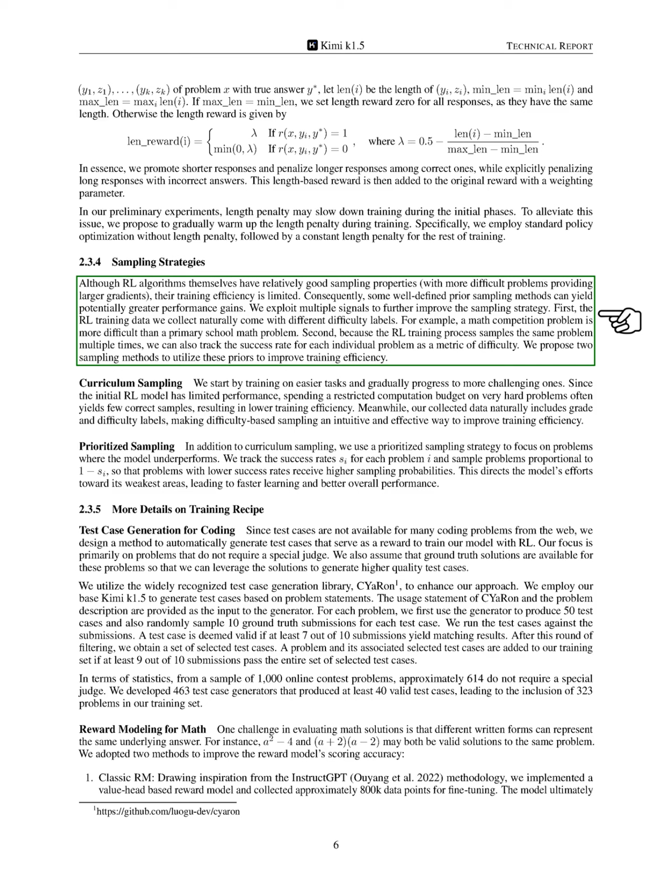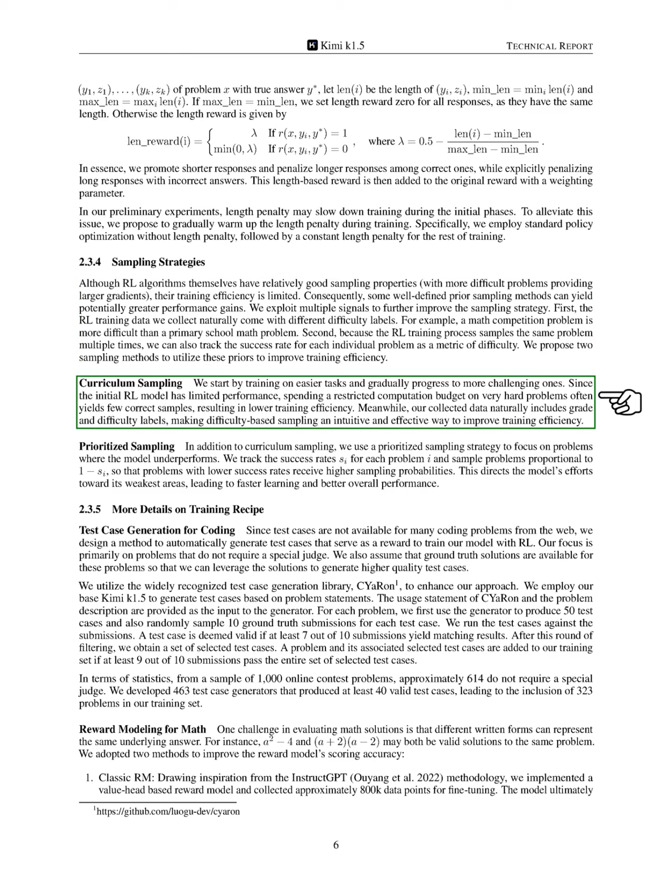We propose two main sampling methods to improve training efficiency. First, in curriculum sampling, we begin with easier tasks and gradually move to more challenging ones. This approach is effective because our initial RL model may struggle with hard problems, leading to fewer correct samples and lower efficiency. By leveraging the difficulty labels in our data, we can intuitively enhance training.